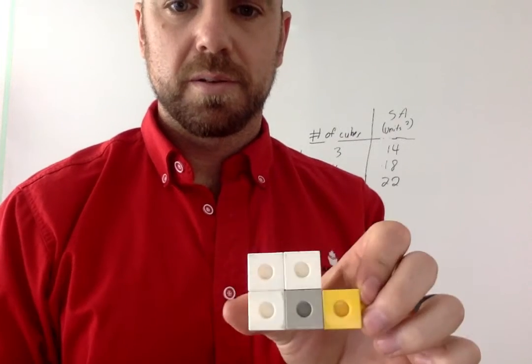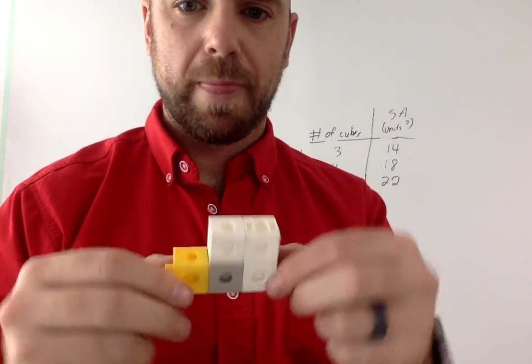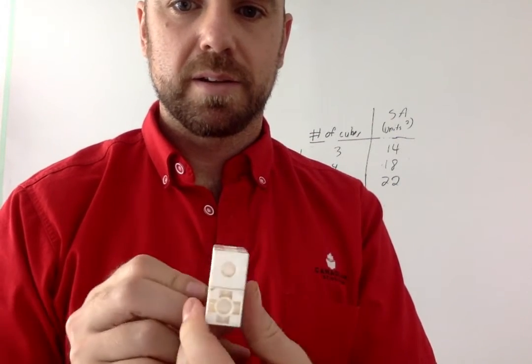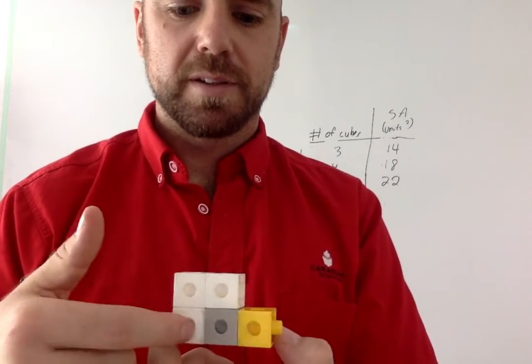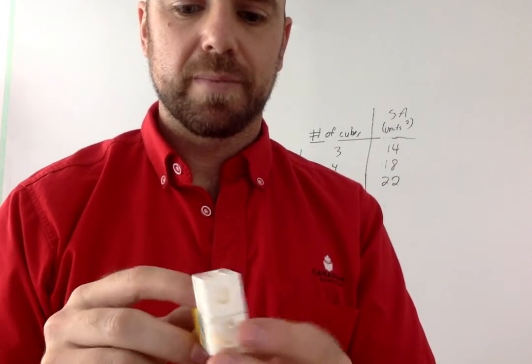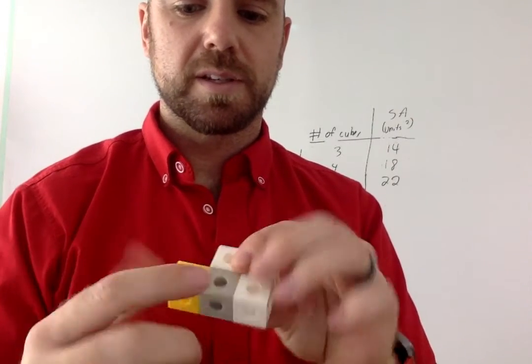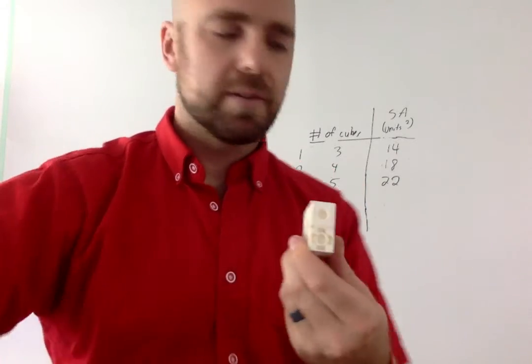So we have our front, back, top, bottom, side, and side. So we have 1, 2, 3, 4, 5, 6, 7, 8, 9, 10, oh, top, 11, 12, 13, 14, 15, 16, 17, 18, 19, 20.